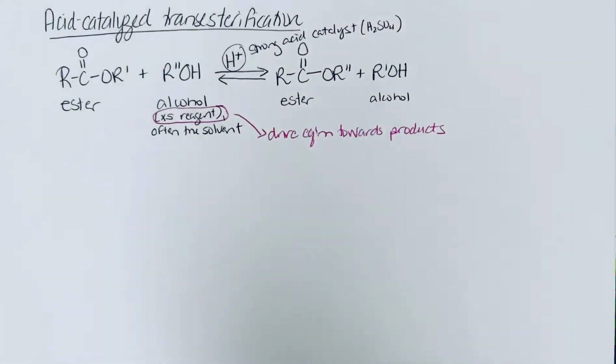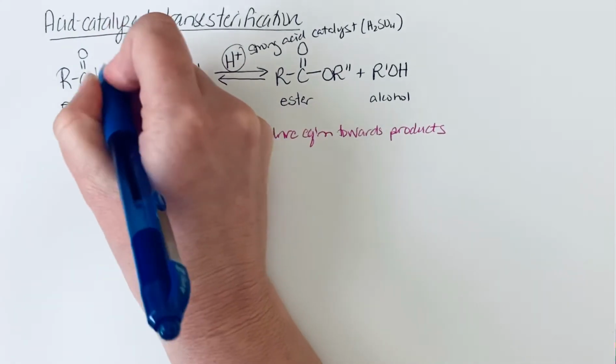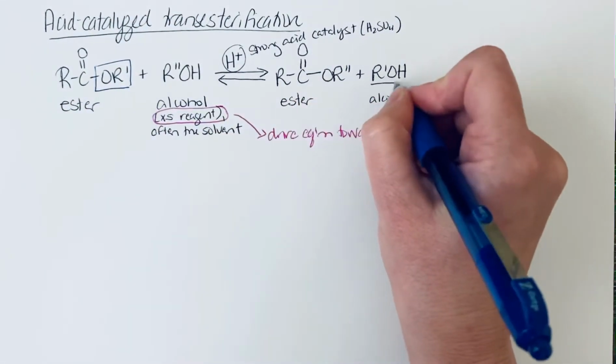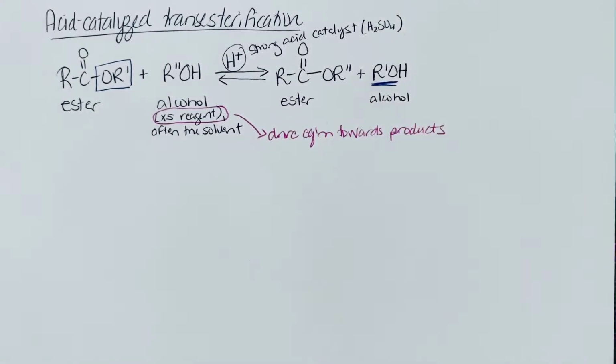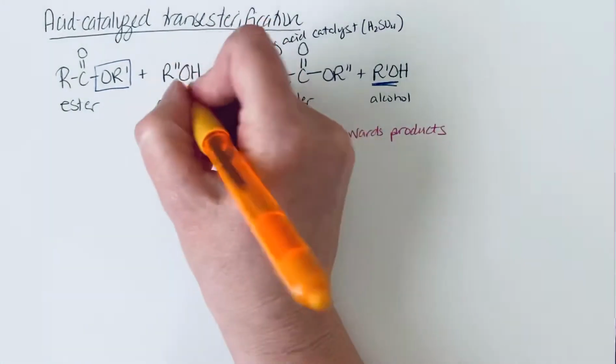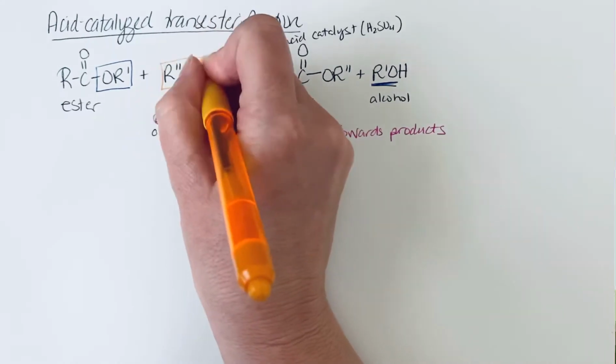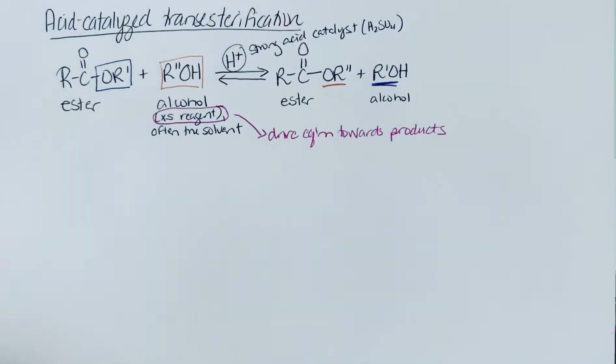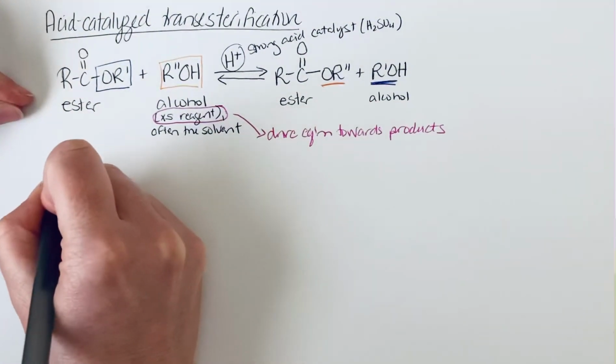Okay. So we are taking one OR group, and I'm just going to highlight these in colors. That is going to end up being part of your alcohol in the product. And then your alcohol solvent is what's replacing that OR group on the ester. So let's look at an example and run through the mechanism for this.